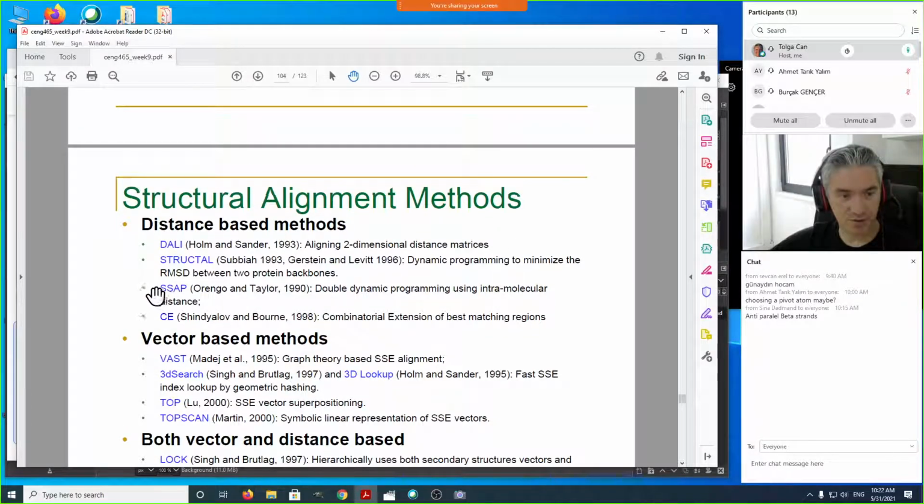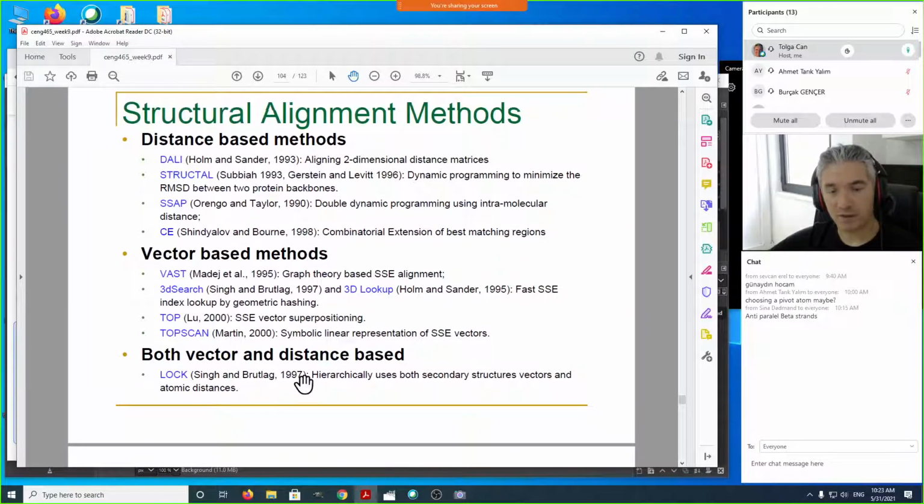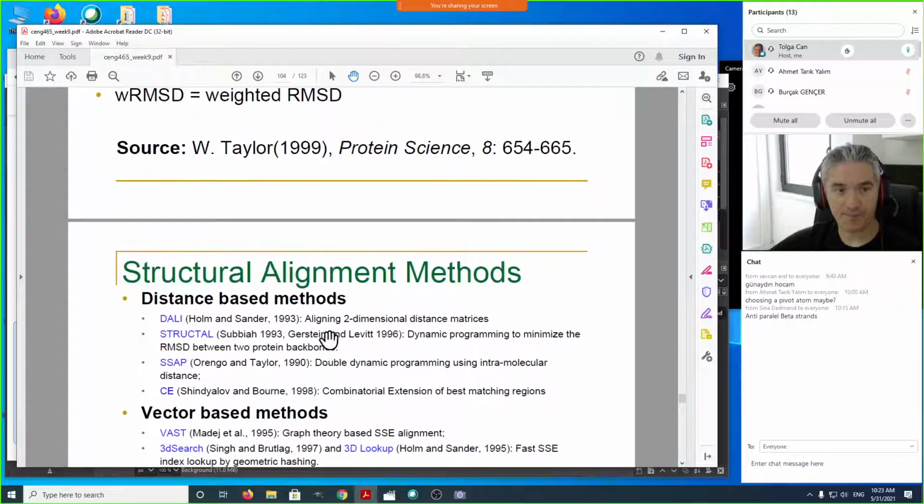So the SSAP is also mentioned in that Wikipedia article. It was in 1990. There are distance-based methods that look at the intradistance matrices, or intradistances between windows, interatomic distances. There are vector-based methods, where we may represent protein structures as vectors of secondary structures. This is what VAST does. There's 3D search, TOPSCAN in the 2000s. There are methods that use a combination of both.